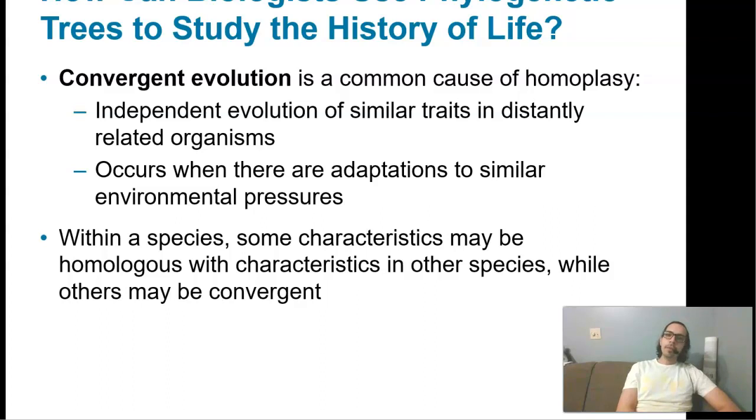Convergent evolution is a common cause for homoplasy. It's the independent evolution of similar traits in distantly related organisms, due to the organisms being adapted to similar environments. So within a species, some characters may be homologous with characteristics in other species, while others may be convergent.